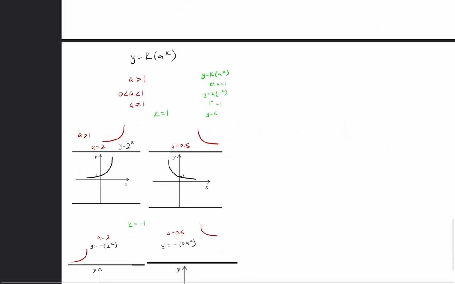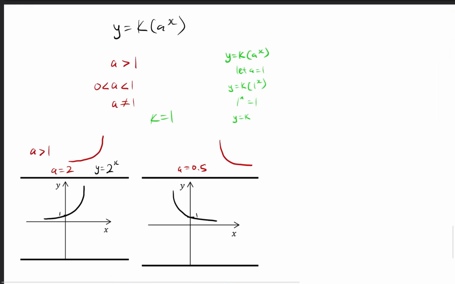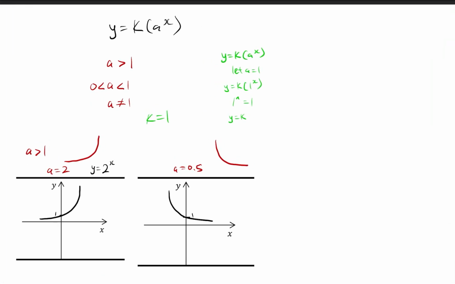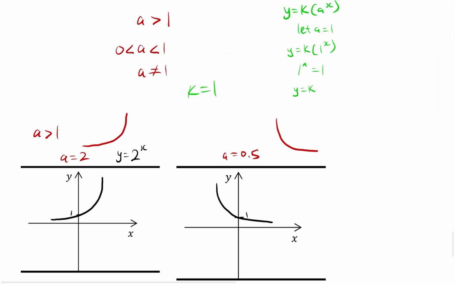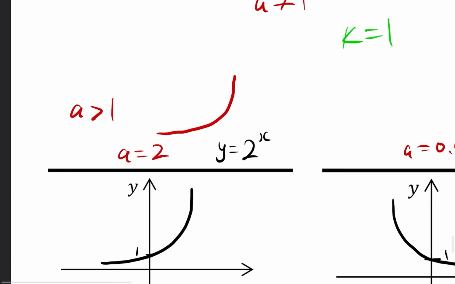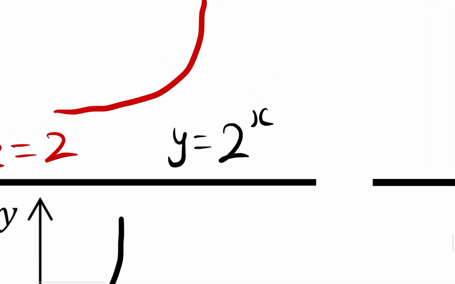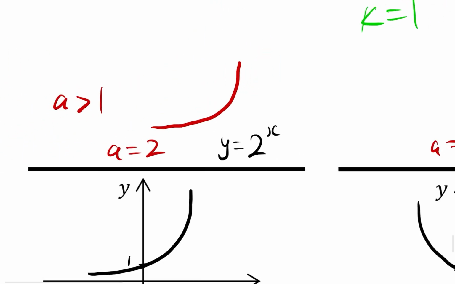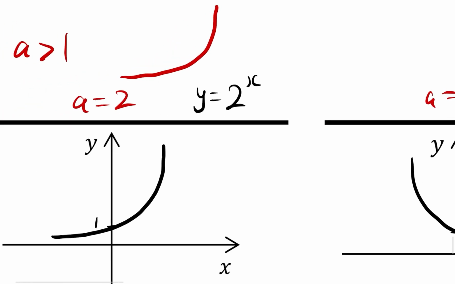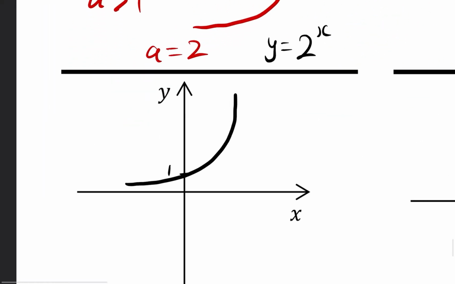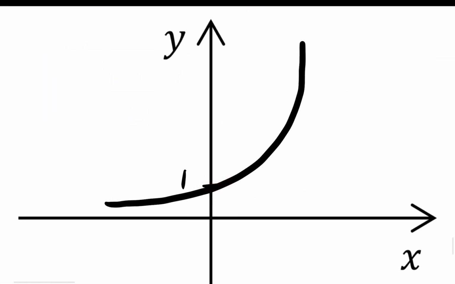So for all my graphs today, I'm going to let k equal 1. Okay? For these two for now. So for here, I'm going to let my a equal 2. And since 2 is more than 1, my graph will be an exponential graph. And it will be denoted by y equals 2 to the power of x. So since my k equals 1, it will cut through the y-axis at 1. And it's an exponential graph.